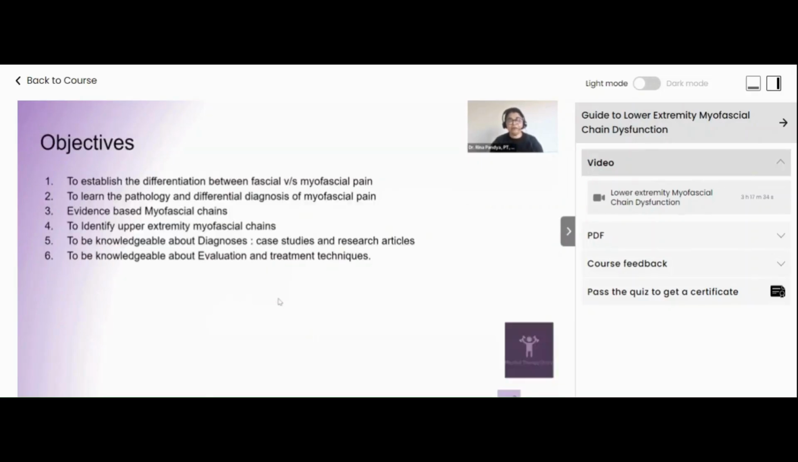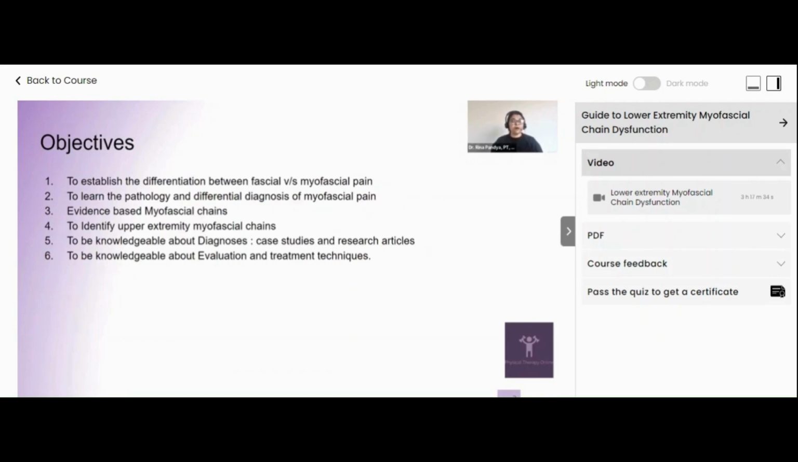Basically, we're going to go through the objectives real quick, and then I'll give you a breakdown of what to expect, right? First of all, for those who are new to the fascial system or myofascial system, or need some refresher, we're going to talk in some detail about myofascial and fascial systems. We're going to talk about the pathology and the differential diagnoses around myofascial pain, like what causes it.